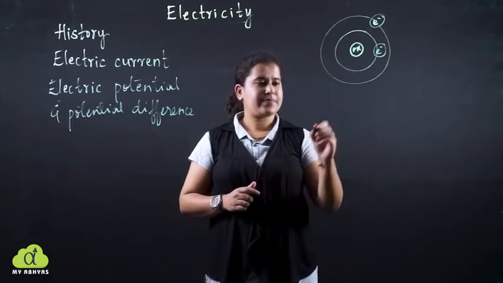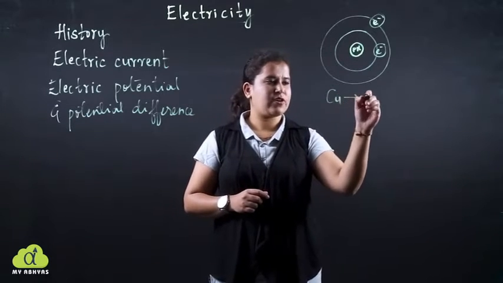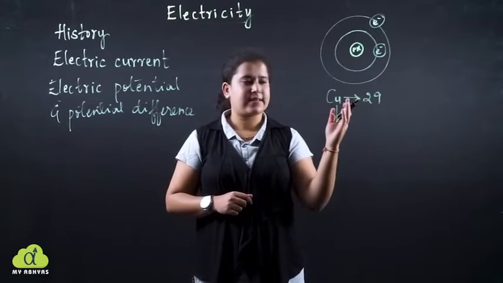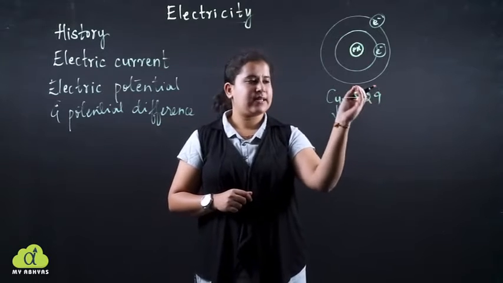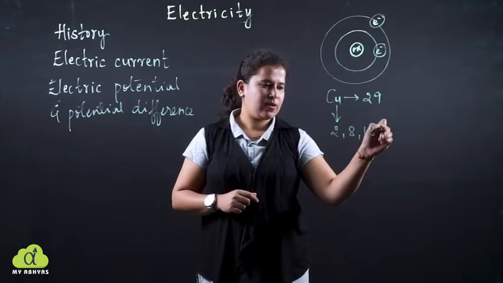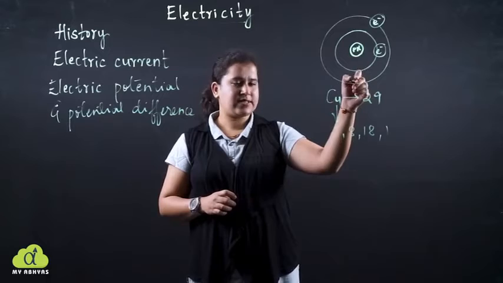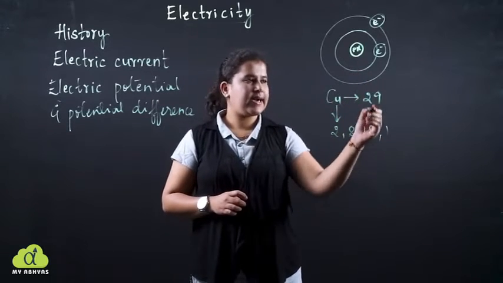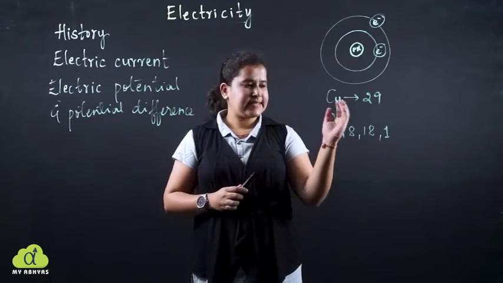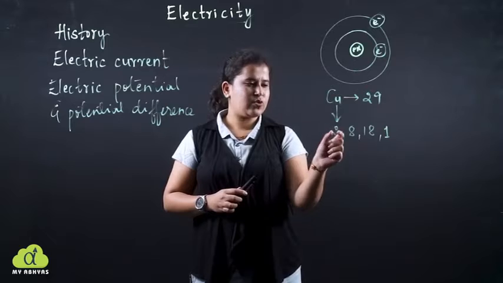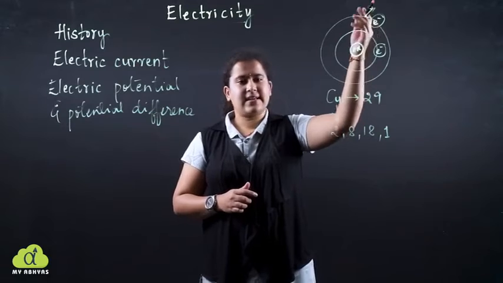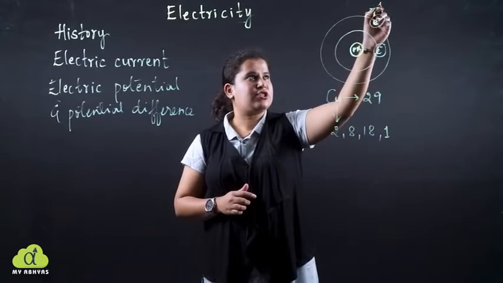Now if I take copper, whose atomic number is 29, how can I write its electronic configuration? It will be 2, 8, 18 and 1, right? That is 2 in the first shell, 8 in the second shell, 18 in the third one, and the last 1 in the last shell. So when I consider 2, 8 and 18, at the end I have 1.